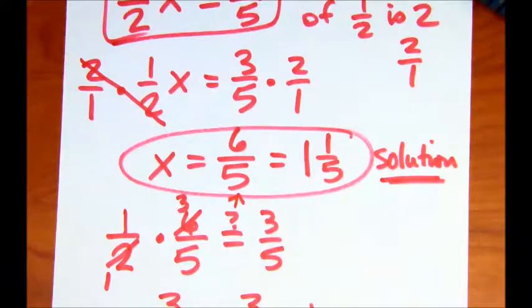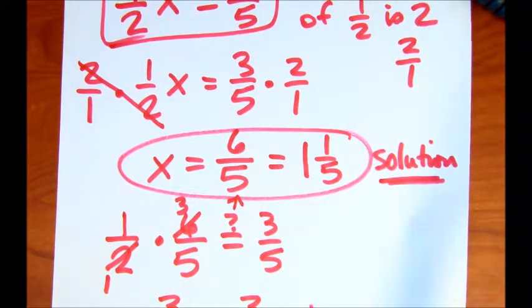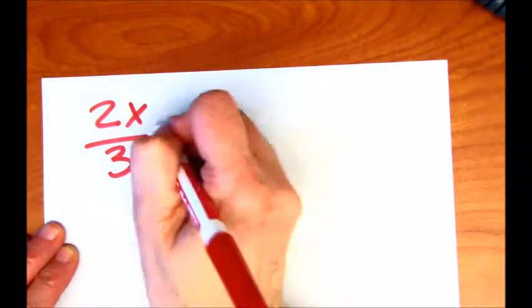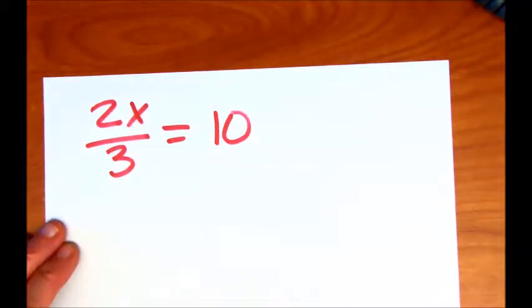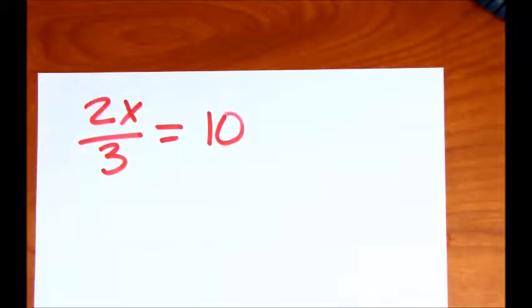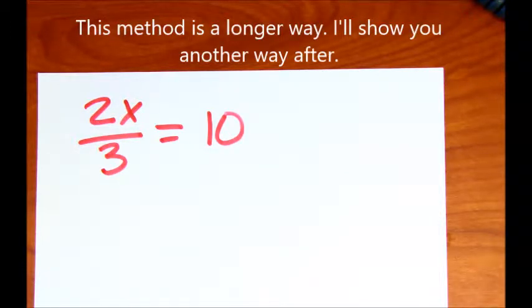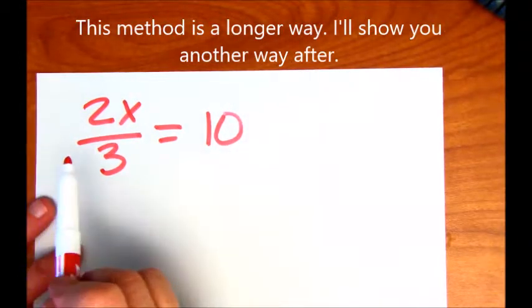Okay. Well, let me see if I have any others on here. There's one other problem I want to show you. Here we have 2x over 3 equals 10. 2 times a number divided by 3 equals 10. And this, actually what we're going to do here is we're going to do the multiplication principle 2 times. Okay? And let's look at all the operations that are going on here.